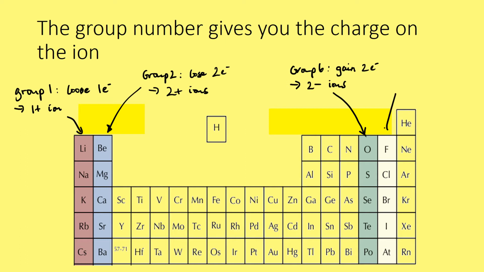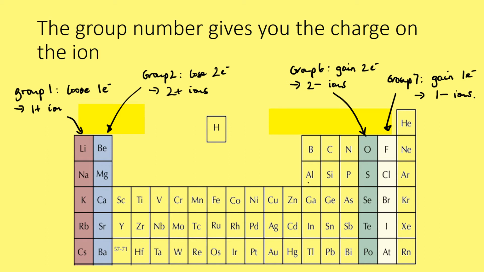And then group 7, in a similar way, they have 7 electrons in their outer shell. They want to get 8 electrons in their outer shell, and so they're going to need to gain an extra 1. 7 plus 1 equals 8. So group 7, they're going to gain 1 electron, and they're going to make 1 minus ions.